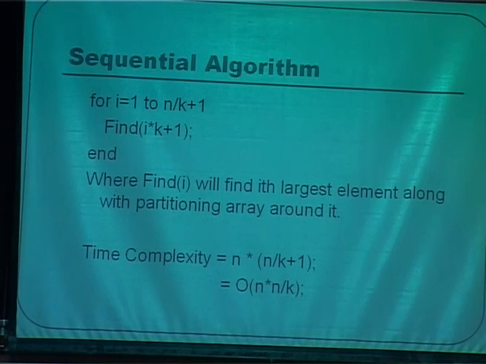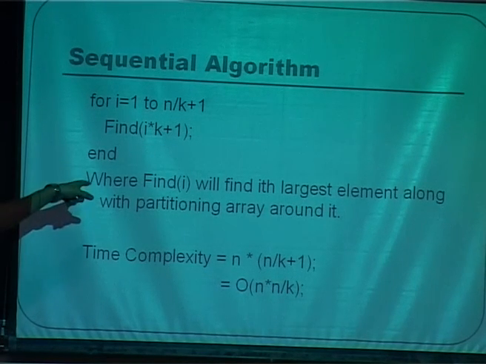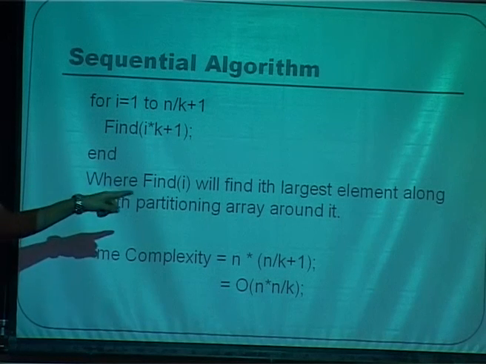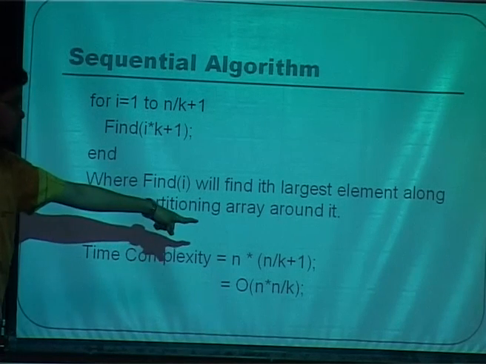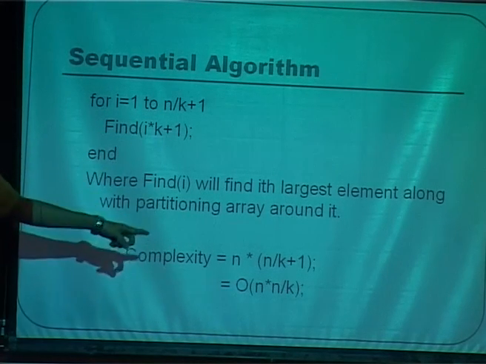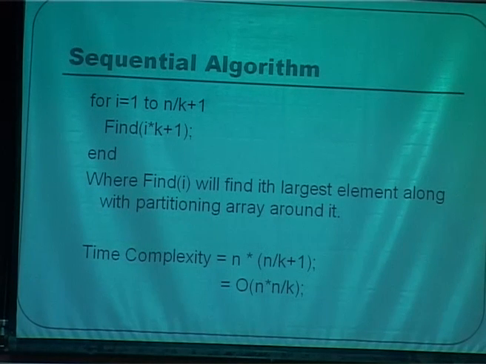The first sequential algorithm that we'll describe is not a very tough one. Given any array, we find the elements at the kth, 2kth, 3kth multiples, and then partition along with that, sequentially running through the array. The find-i step finds the ith largest element along with partitioning the array around it. So the time complexity for this algorithm will be n into n upon k plus 1: n upon k plus 1 is the loop, and n time to run through the array.